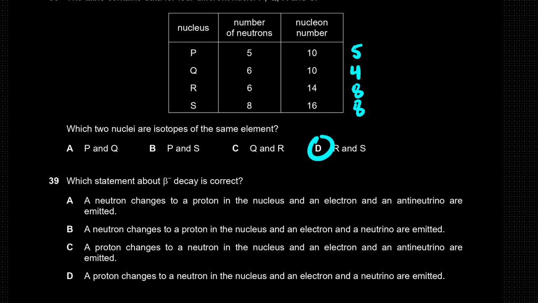39. Which statement about beta negative decay is correct? In beta negative decay, a neutron changes to a proton and an electron and an antineutrino are emitted. This is correct. In the next one, the neutron changes to a proton, it's correct till here, but an electron and a neutrino are not emitted, an antineutrino is emitted. Similarly, in this one, the order is wrong. It's a neutron to a proton, and a proton to a neutron is the wrong order, and the name of the lepton here, instead of the electron, is also wrong.